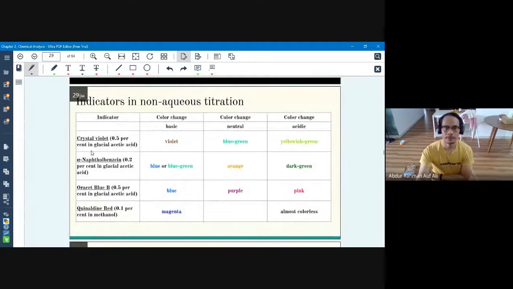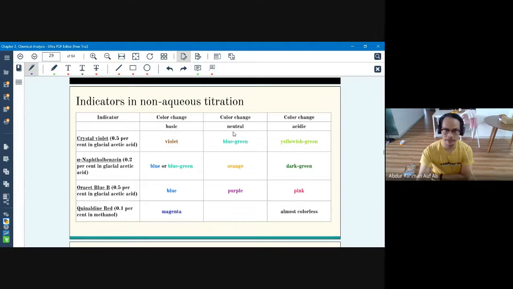Okay, so indicators also differ lah. Kalau kita nak titrate different things, kalau kita nak titrate base, kita gunakan crystal violet. Okay, before we begin the titration, kita akan masukkan a few drops of crystal violet dalam the solution, the basic solution. So the color will change to violet, and our goal is to get neutral color. So kita nak titrate sampai blue-green sahaja.